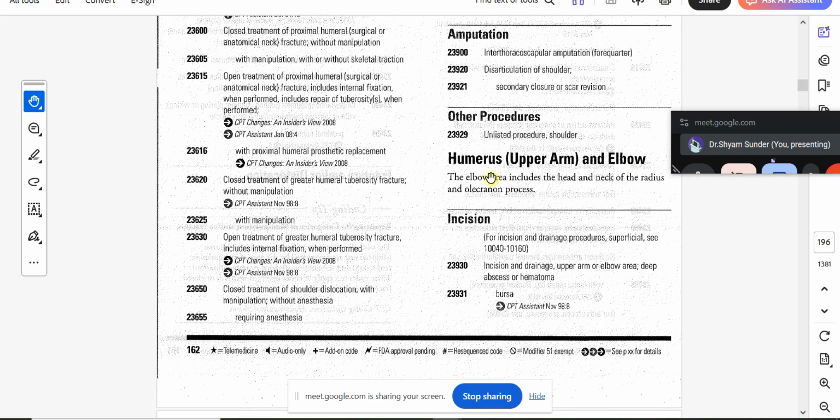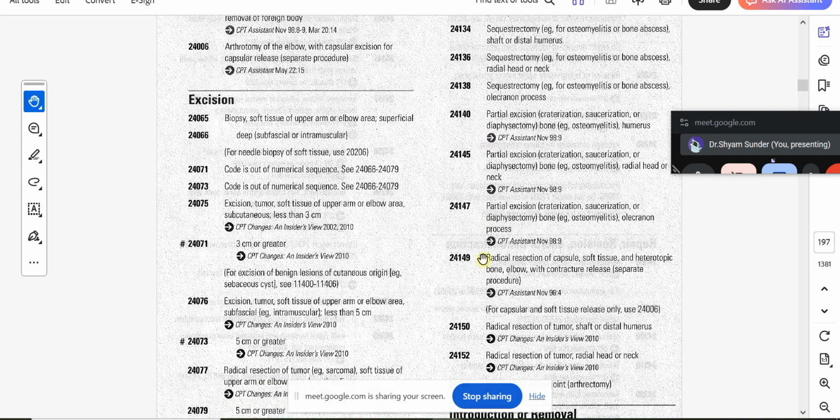So here is the humerus, upper arm and elbow. The heading starts. The elbow area includes the head and neck of the radius and the olecranon process. So not only the upper arm, but also part of the elbow is included in this particular heading. Excision, we are talking about excision biopsy. So do you have code 24065?